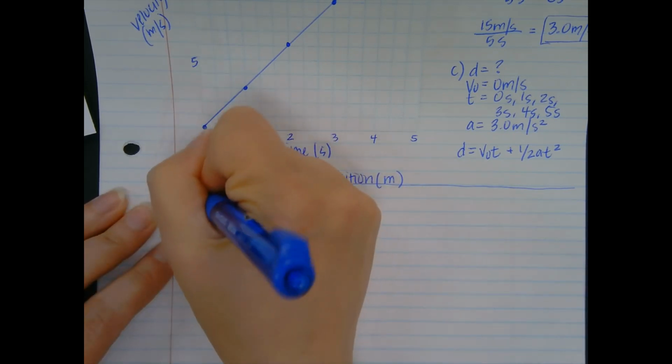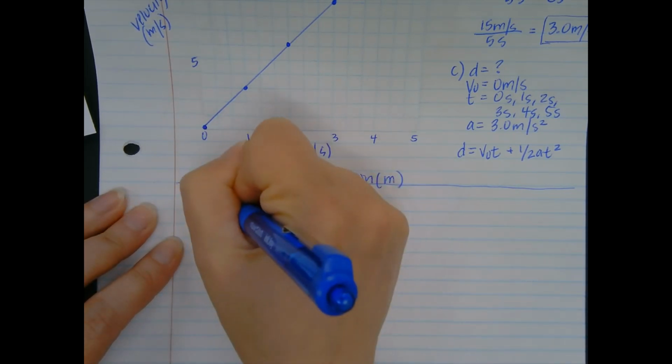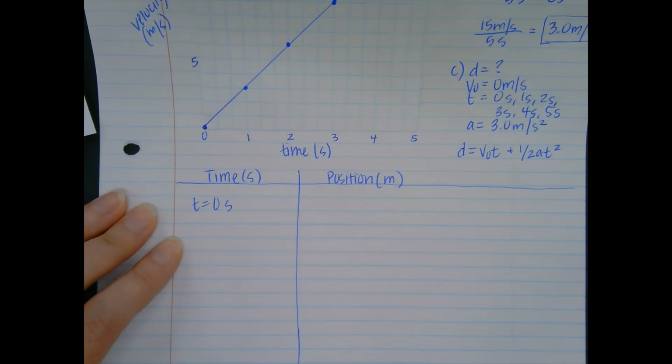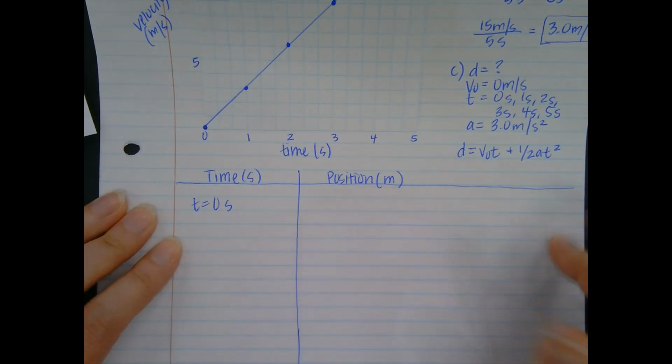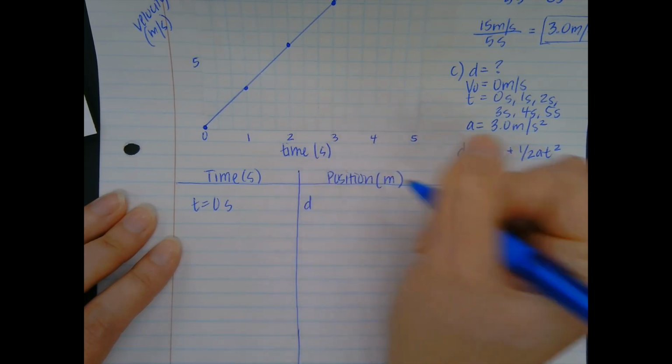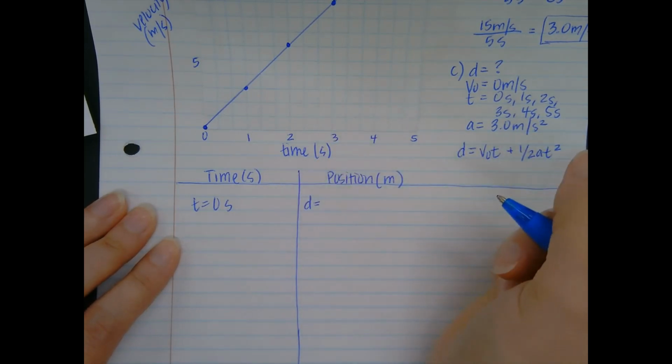So starting with time at 0 seconds. When my time is 0 seconds, we're going to plug this in and we're going to see how far our car has traveled. Now I'm sure you could guess, but we're going to plug it all in so we can get in the habit of plugging it into this equation.